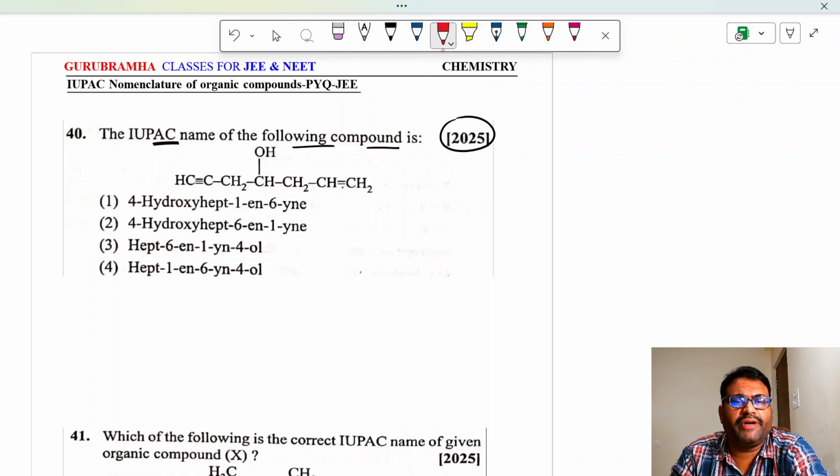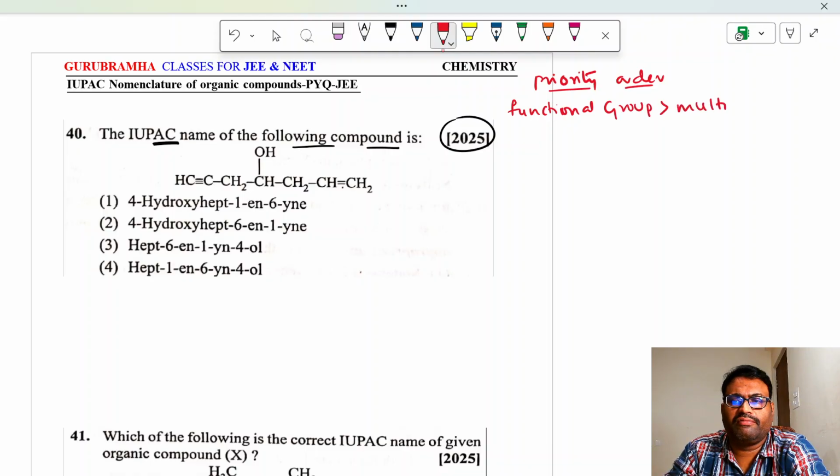Here a functional group and multiple bonds are present. So when a functional group and a multiple bond are present, priority is given according to the priority order. The functional group is given more priority than the multiple bond, and the multiple bond is given more priority than the substituent.